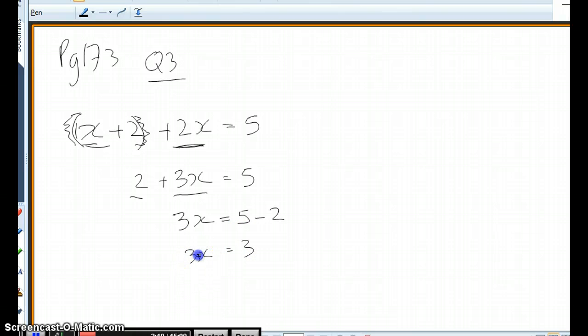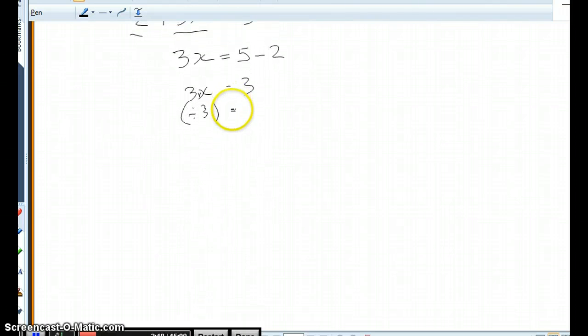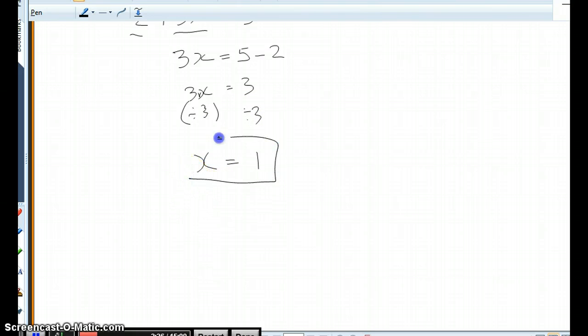And then there's multiplication. To undo multiplication, we do division. Both sides, divide by 3. I'm left with x on the left and I'm left with 1 on the right. X is equal to 1. Check your answer.